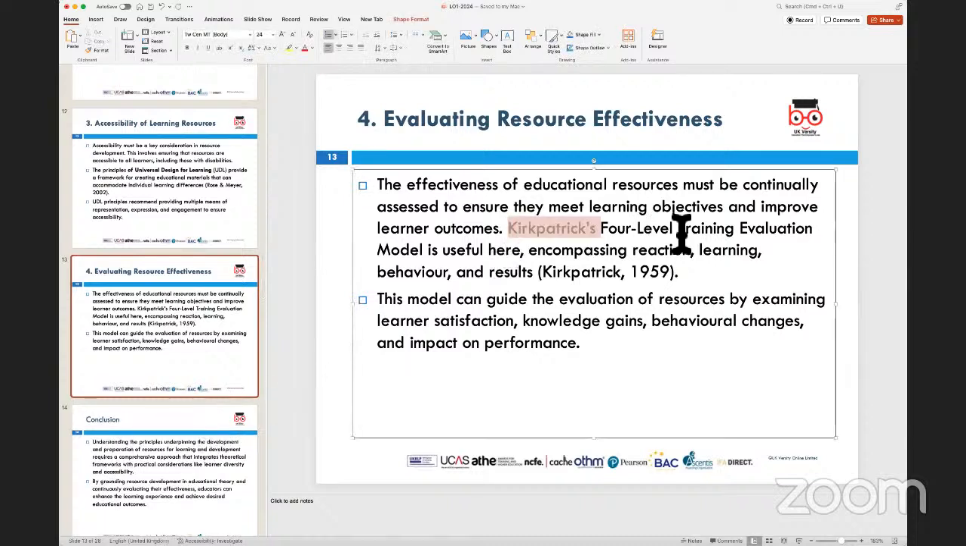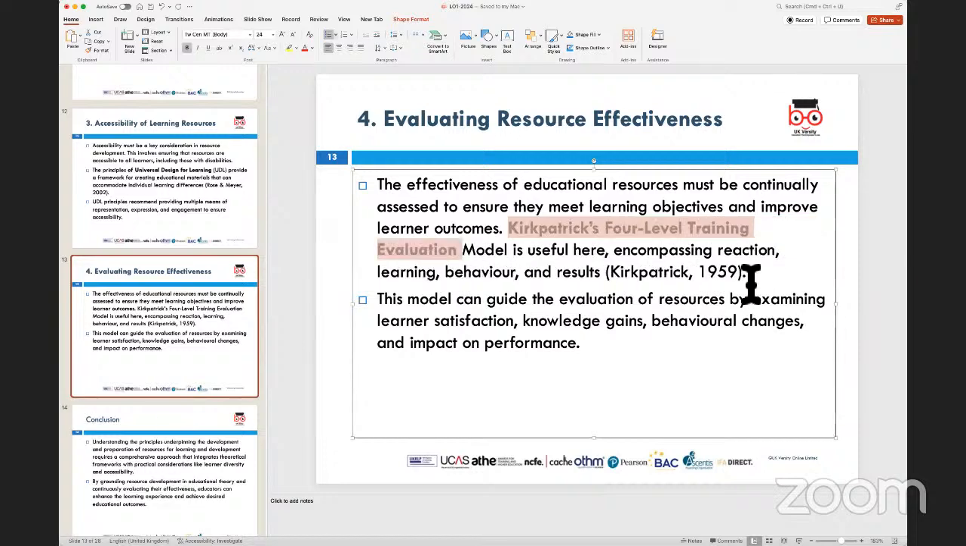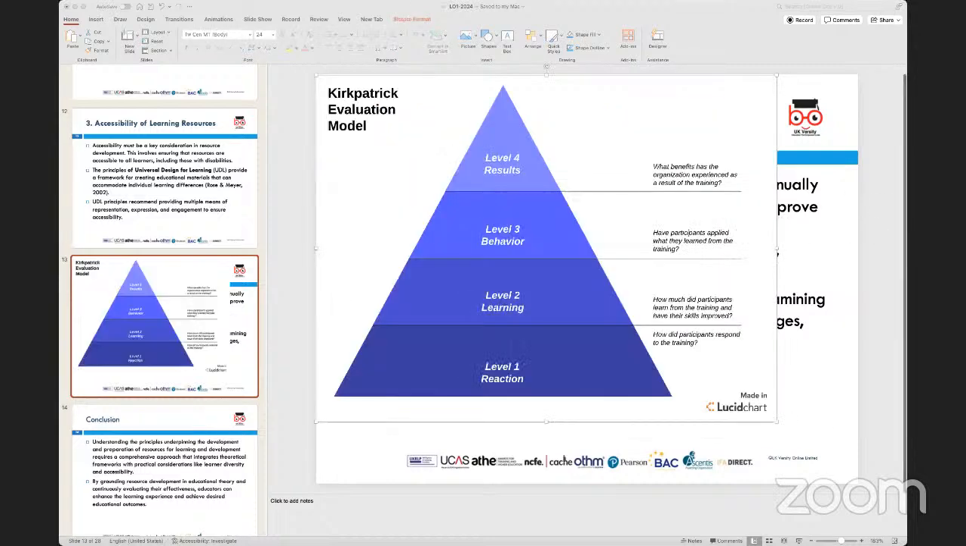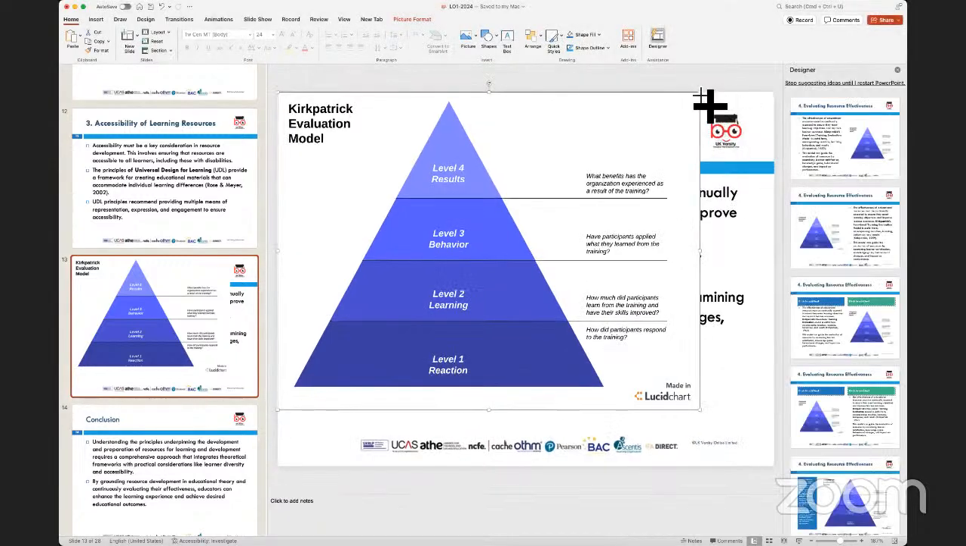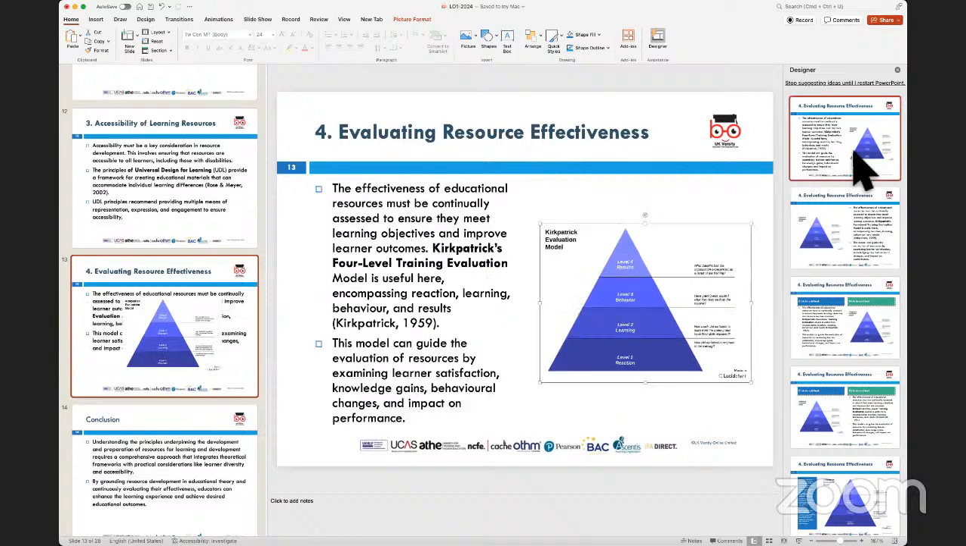And in this case, the Kirkpatrick 4 training model essentially comes in quite handy. This was developed by Kirkpatrick, and it was initially used as a training evaluation model. But over the years, this model has now also been used to evaluate the effectiveness of resources which teachers prepare for the purposes of teaching and learning. So his model was quite significant initially, because he proposed 4 different levels in which learning typically happens, and the evaluation of learning happens.